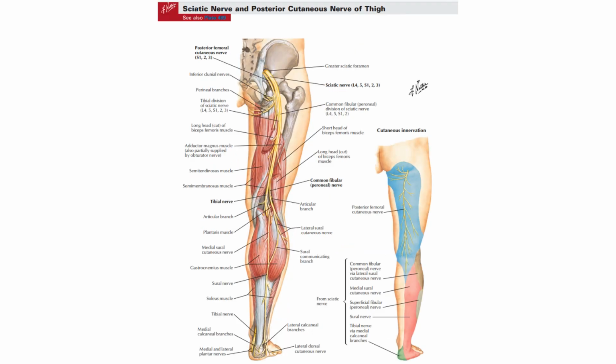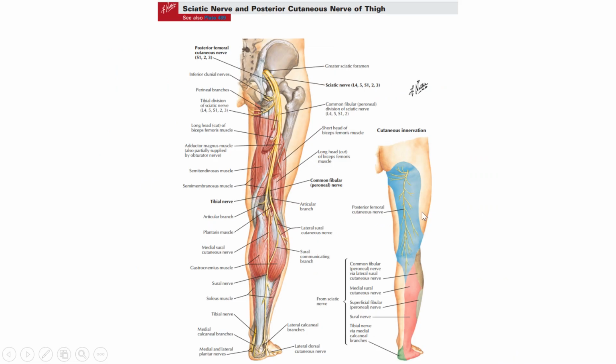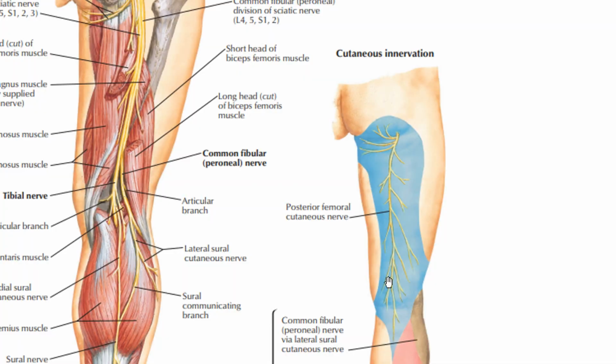Now the posterior aspect of the inferior part of the buttock, the inferior cluneal nerves, and then the posterior aspect of the thigh downward to the posterior surface of the popliteal fossa, all this blue area, is supplied by the posterior femoral cutaneous nerve. And here I want to show you how the posterior cutaneous nerve is formed.